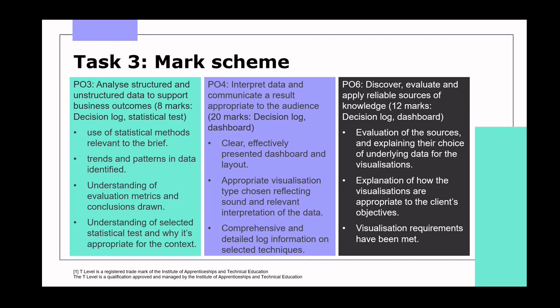Now, again, I'm not going to read through each bullet point on here, but will highlight performance outcome 4 is worth 20 marks. And this is based on the dashboard produced and the accompanying justification on the decision log. And the second bullet point, performance outcome 4 again, comes right back to the relevance of the visualizations to the brief. And even looking at performance outcome 6 and its second bullet point, where students need to explain why those visualizations are appropriate for the client's needs. So again, making sure it's relevant to the brief, to the needs of the client, to the scenario presented.